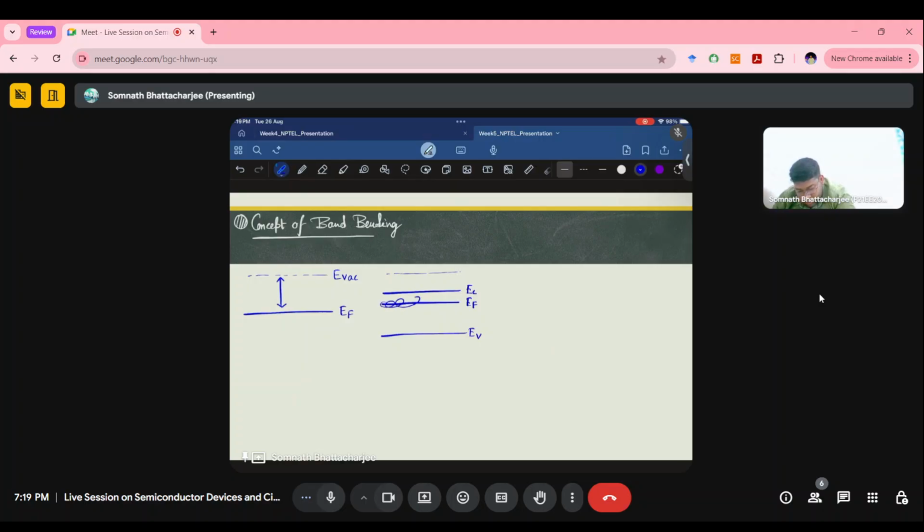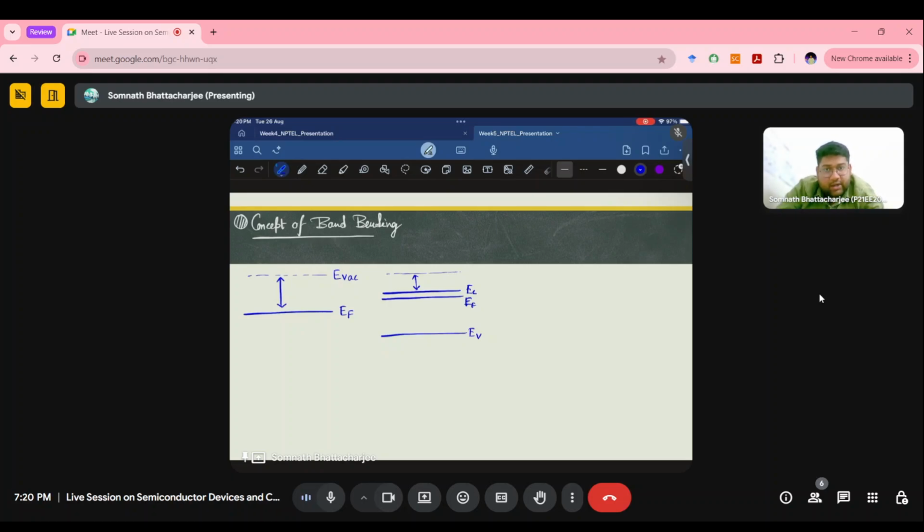So let me just draw it like this. Okay, so this one is EF. Now for this case, this is also constant. Now, if we make a contact for a metal with a metal, what happens is that if a metal has a work function higher than that, they will align anyways.